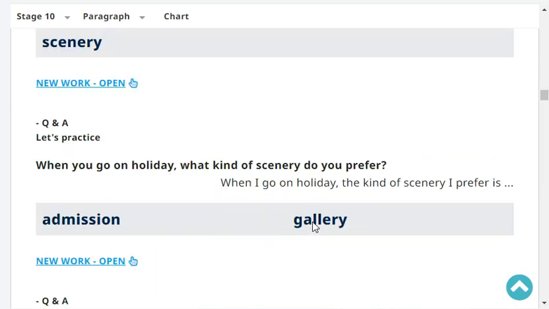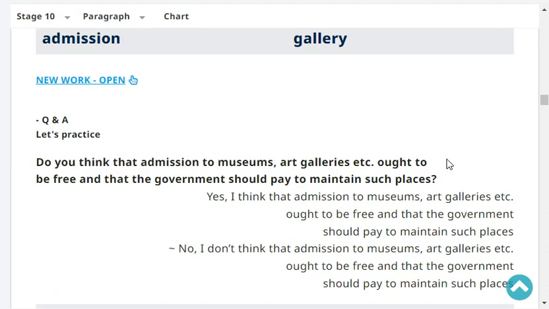First question. When you go on holiday, what kind of scenery do you prefer? When I go on holiday, the kind of scenery I prefer is the beautiful garden. Very good.